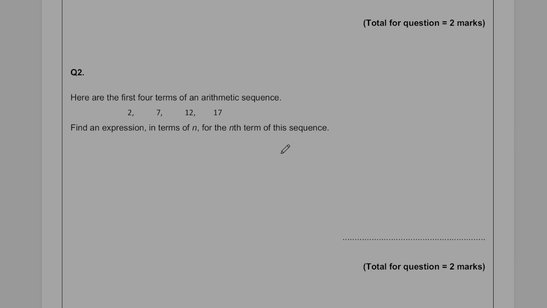Okay, question 2. Here are the first 4 terms of an arithmetic sequence. Find an expression in terms of n for the nth term of the sequence. So we've got arithmetic, which means that they're going up by 5 each time. So our term must start with 5n. Then we think about what do we need to do to the number 5 to get to the number 2. To do that, we would need to subtract 3. So we're looking at 5n minus 3.